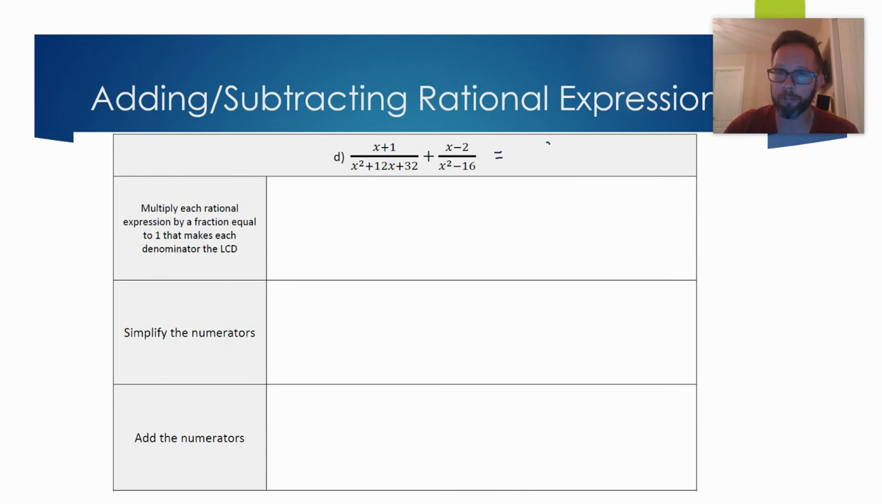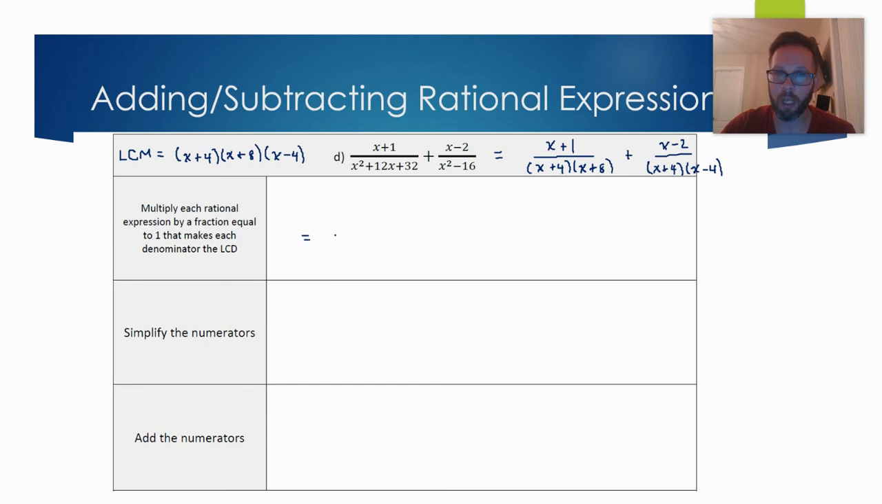Let's factor. This guy multiplies to 32, adds to 12: 4 and 8. Expecting to see at least one of those factors in the next guy. X minus 2, x squared minus 16, difference of squares: x plus 4 times x minus 4. That's good. If it helps you to keep writing out what the lowest common multiple is, you can do that. It's not a necessary thing to do, though, but it could be helpful.